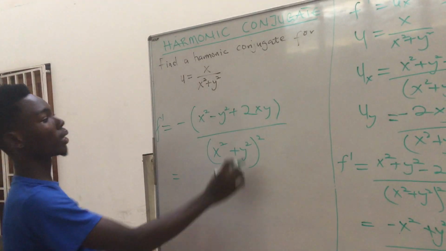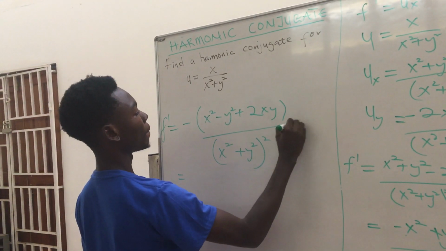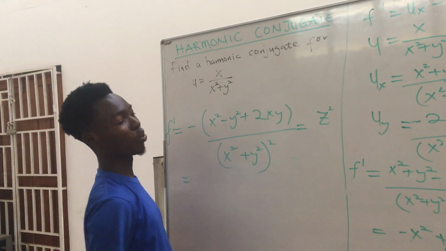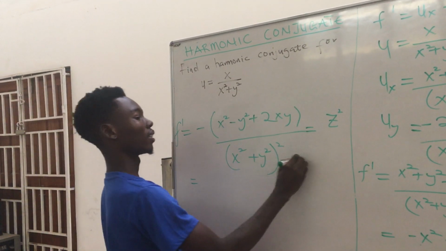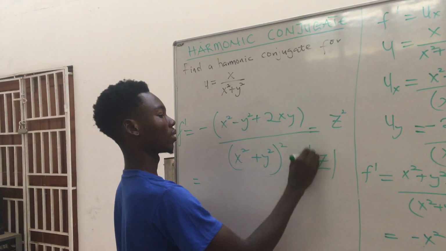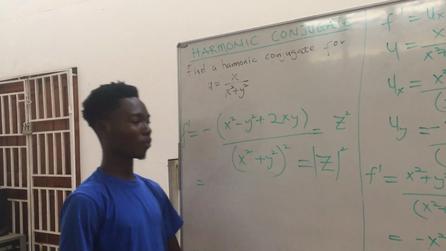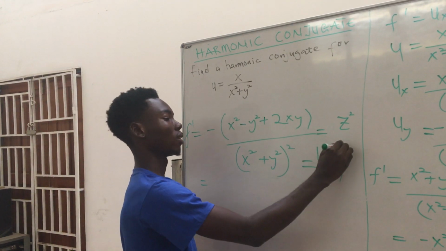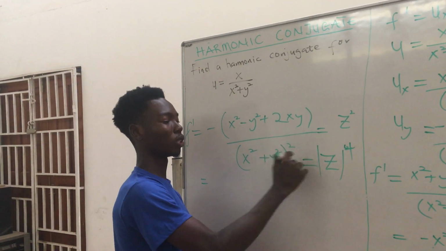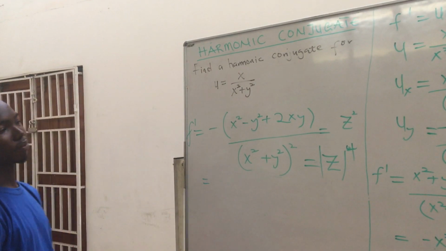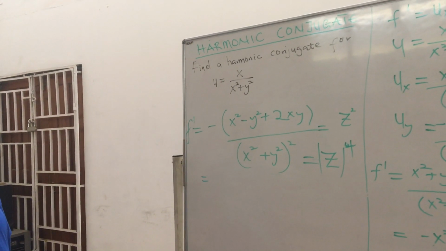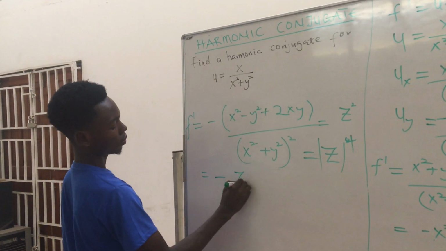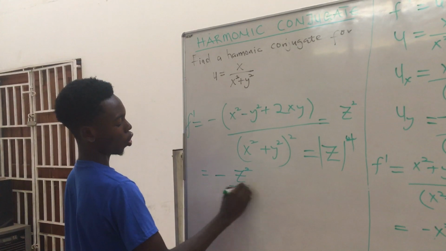Are you guys okay? Looking at this, it is like z squared. Are you okay? And this is like what? Z magnitude, the length of Z, all squared. This will give us that, and then it will be 4. Another 2, so multiply will give us this. Are you guys okay? So looking at this, our negative z squared all over what?